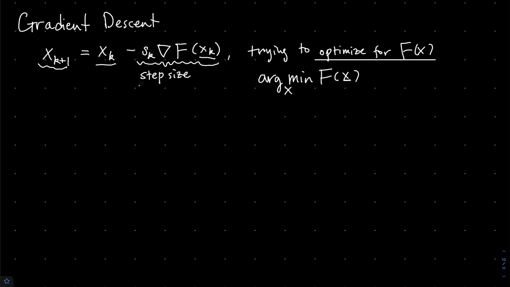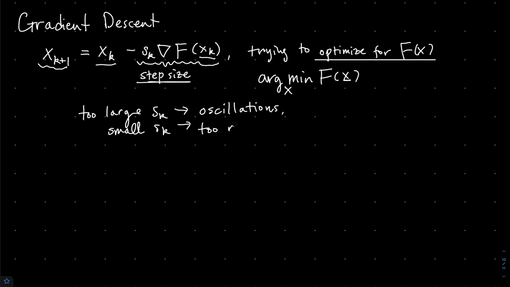All right, and this step size is very crucial in the convergence of this optimization process. Too large an sk will result in oscillations, and too small an sk will take too much time, too many iterations.